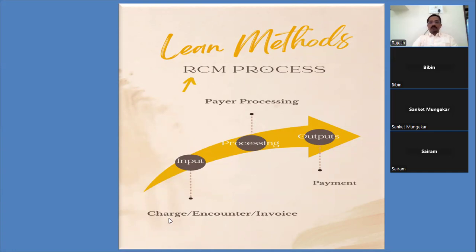For example, my input is a charge entry, encounter, or invoicing that I do in the PMS, and it goes to payer processing, and my output should be the payment. I don't want to see any denial. That's what our target is, right? If we are able to get everything right in this flow, your AR will become a waste. If you consider lean, the AR itself is a waste.